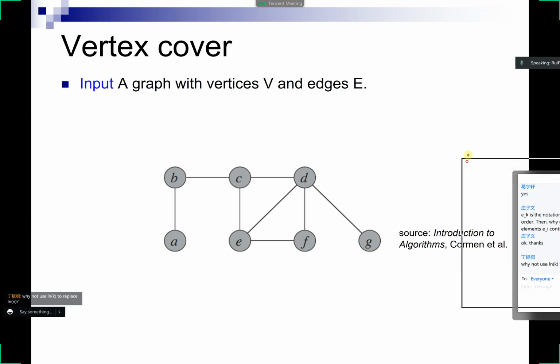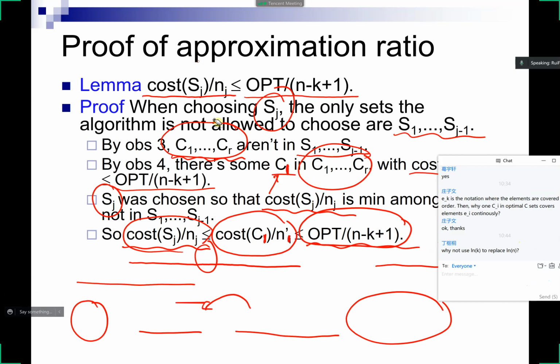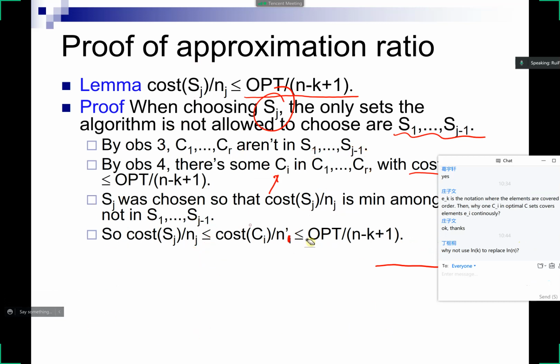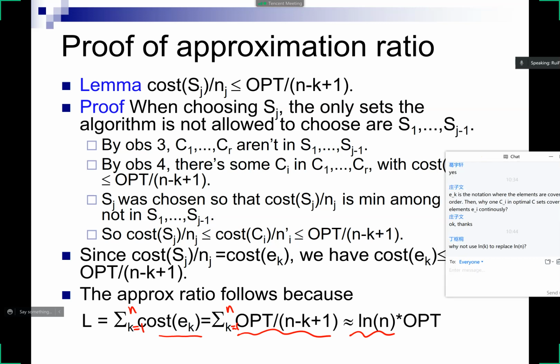Oh, sorry, there is a question, so let me do this question first. Why not use log k to replace log n? So n is the number of elements, the total number of elements that we have. What we are saying is that the cost of the kth element, where k goes from 1 to n, is bounded by this expression. Therefore, if you add up this thing from 1 to n, you get log n. Does that make sense?